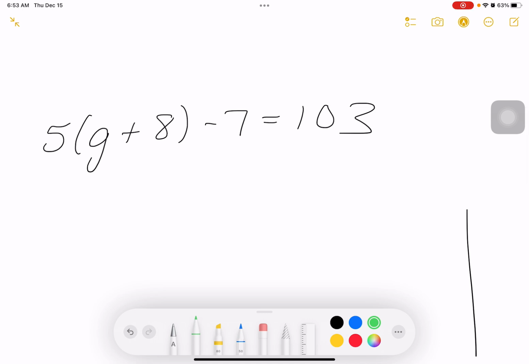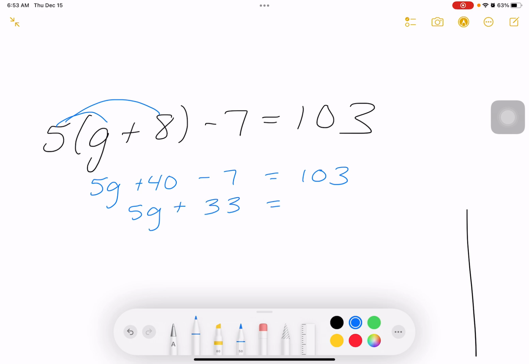Let's take a look at this one. This one includes a distributive property. So if you have parentheses, I encourage you to start by first distributing and getting rid of those parentheses. So in this one, I have 5g plus 40 minus 7 equals 103. Here I might combine my like terms before I solve. So I have 5g plus 33 equals 103.